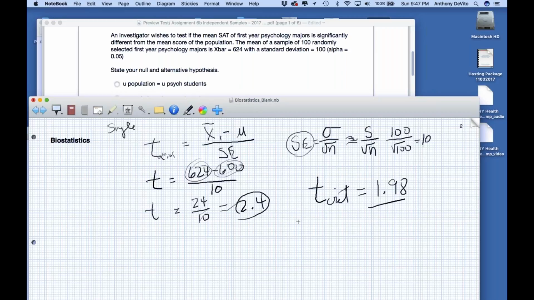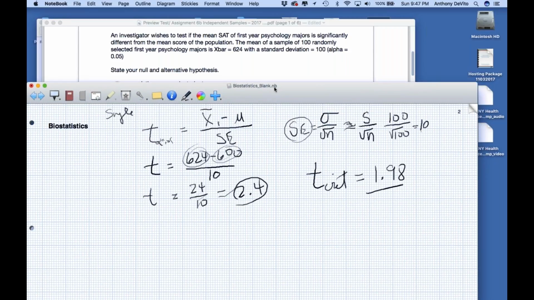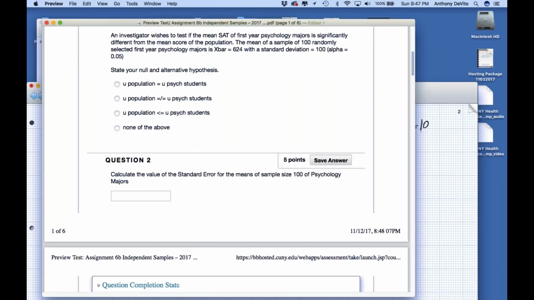I'll wait for somebody to give me an answer. Reject or fail to reject my null hypothesis. Right, exactly. You do reject it, because it's greater than 1.98. Excellent. Good. Now that's as hard as single sample hypotheses get. That's really what goes on with those.